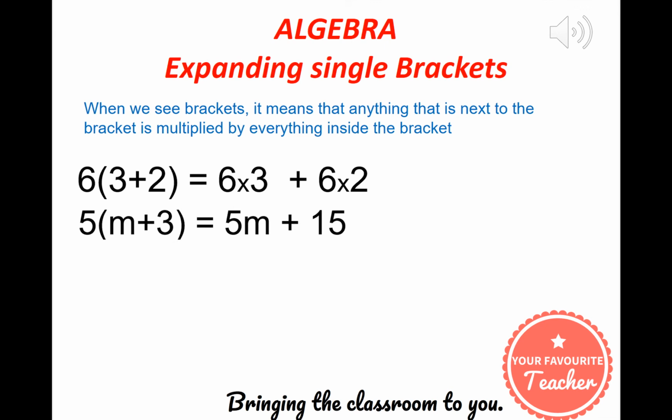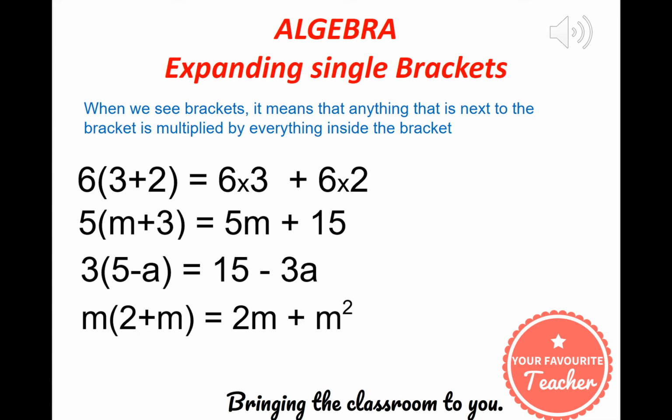Another example, we now have some unknown value m. So in this case, it would be 5 times m, which is just 5m, and 5 times 3, which is 15. In this example, we have a negative value on the inside. So it'll be 3 times 5, which is 15, and 3 times negative a, which is negative 3a. So that's what our expansion is.